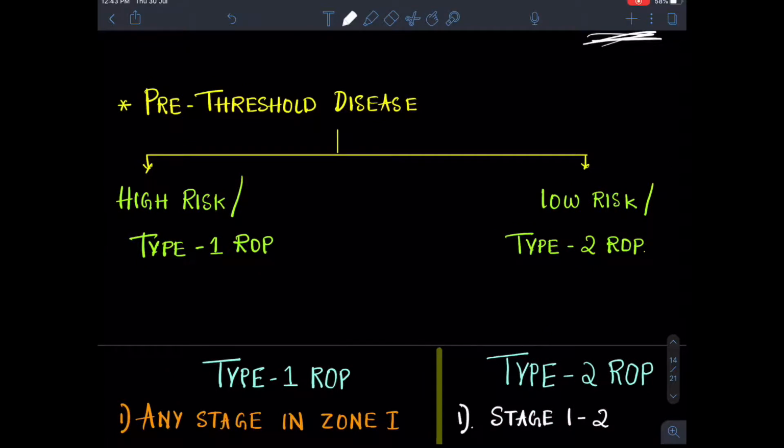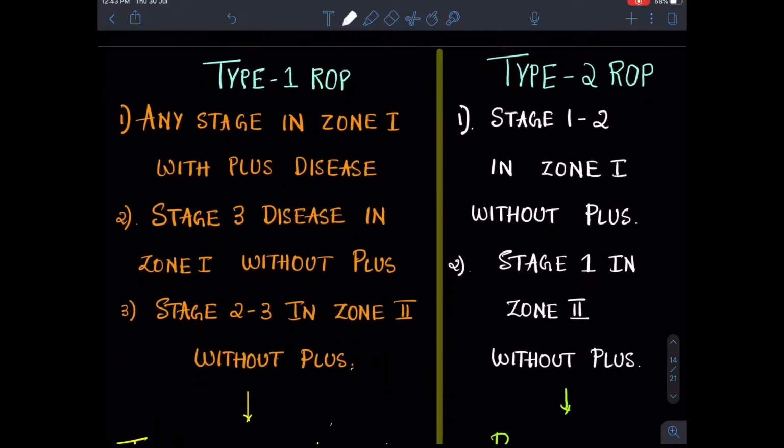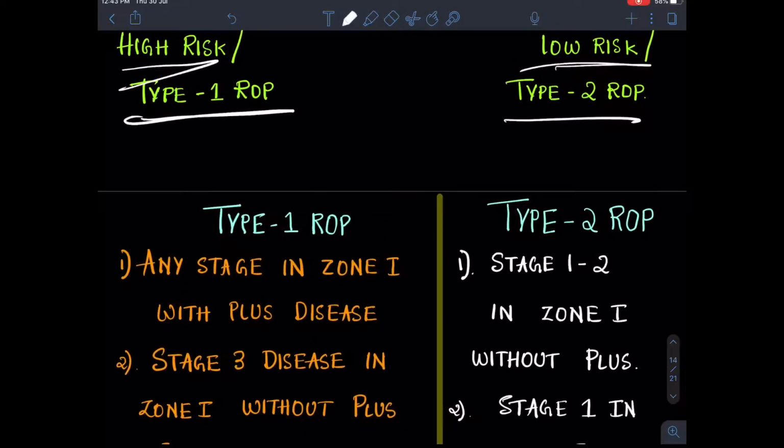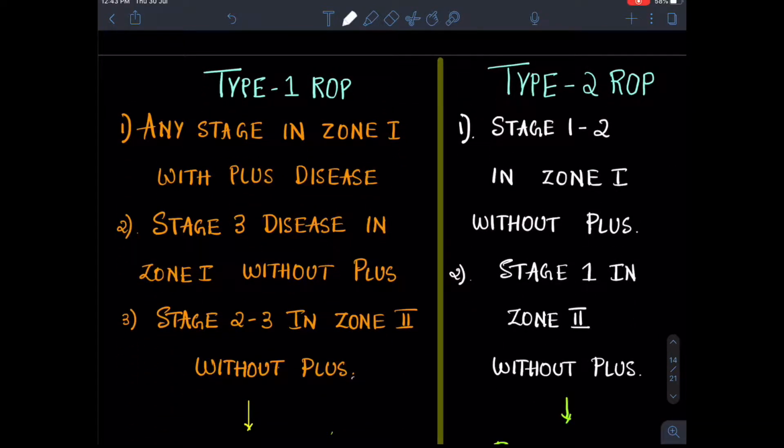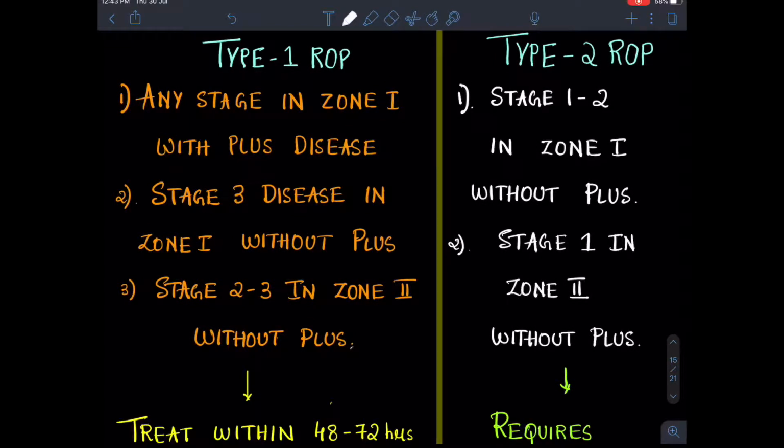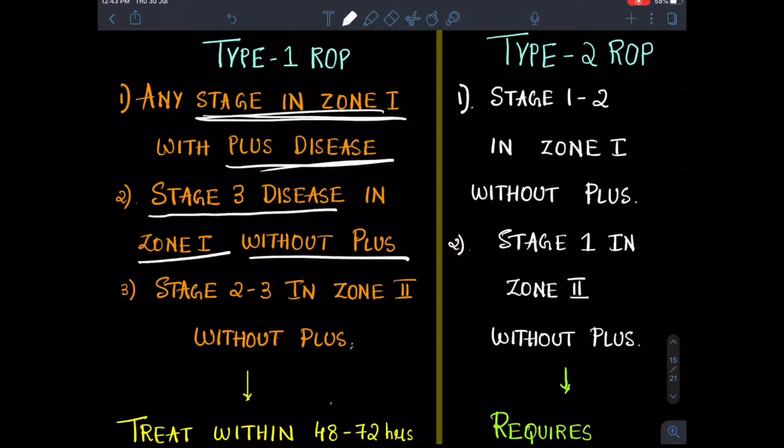Now coming to pre-threshold disease. Everything less than threshold is pre-threshold disease. Under pre-threshold we have two subcategories, that is high risk and the low risk. The high risk is called type 1 ROP and the low risk is called type 2 ROP. We will see the criteria which satisfy type 1 and type 2. In the type 1 ROP first, we have 3 criteria. The first being any stage in the zone 1 with a plus disease. The second criteria, a stage 3 disease in the zone 1 without a plus.